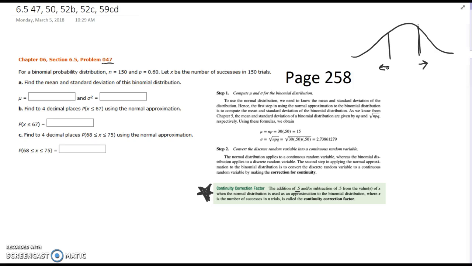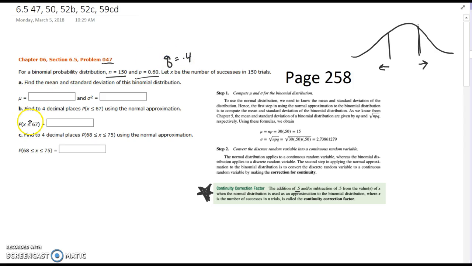One thing to keep in mind is the mean and standard deviation can be calculated relatively quickly, but you have to account for the shift in the upper bound or lower bound or both. So let's look at this first example. We have a binomial probability distribution with n of 150 and a probability of 0.6. So we can always calculate the q. In this case, q is going to be 0.4.